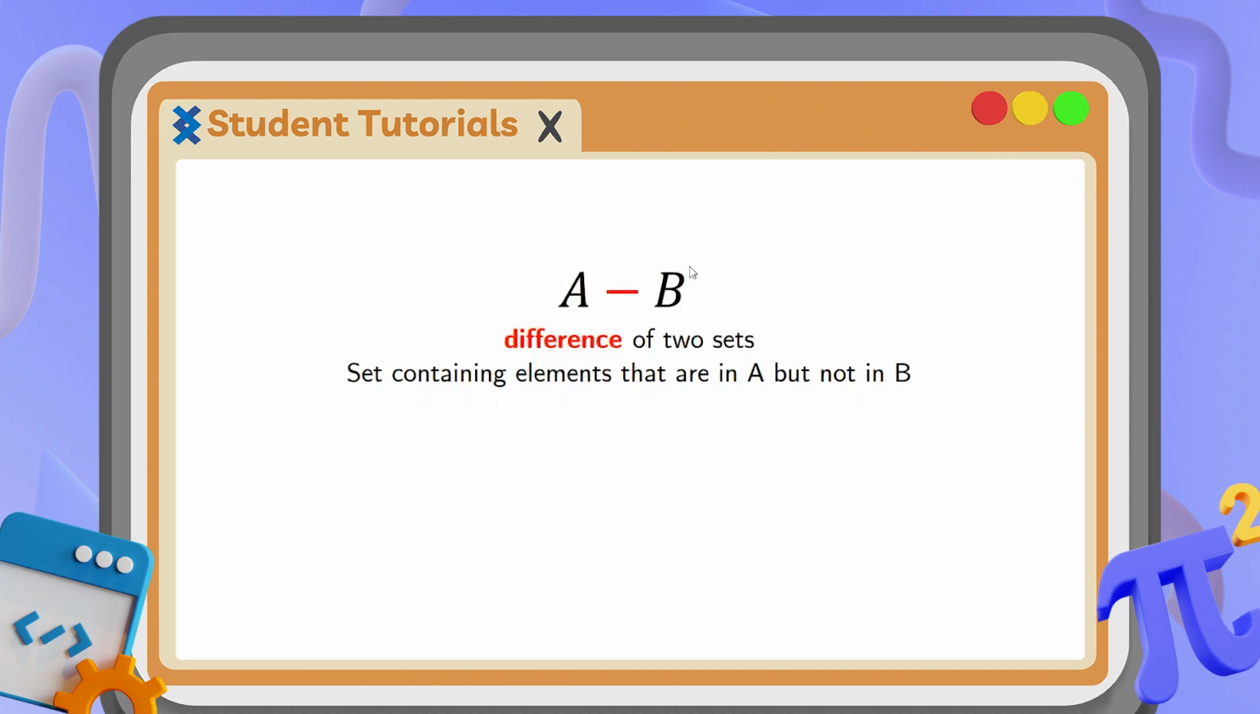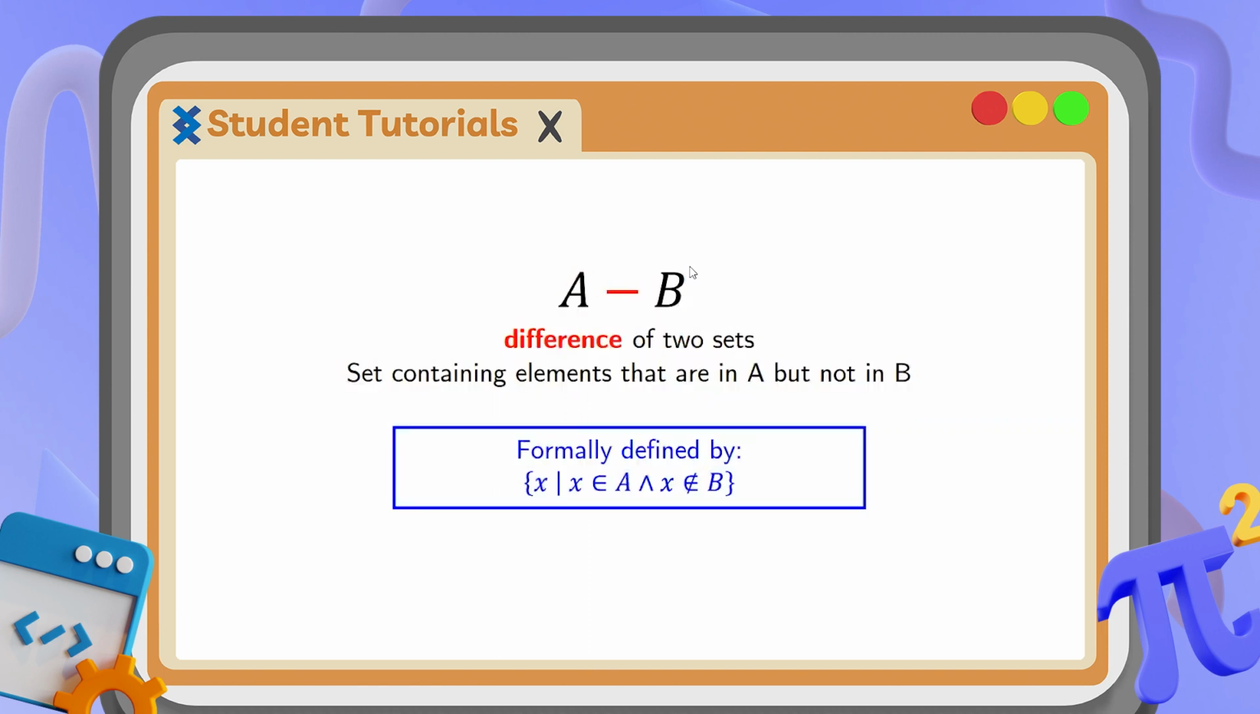So next is the difference of two sets, which is the set containing elements that are in A but not in B. The formal definition for this is an element that is in A but is not in B. And if we want to look for the other way around, for B minus A, then we can say it is X such that X is in B and X is not in A. And that would be for B minus A.